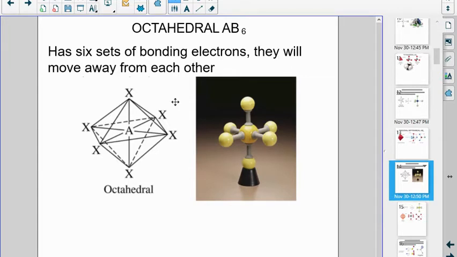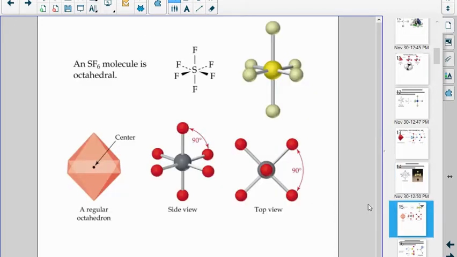Why do we call it octahedral? Because now it's shaped as a pyramid with a 4-sided base, so we would have 8 sides to this one. We have 6 atoms bonded to the central atom, something like SF6. We have our center one, and we have 90 degrees between all of them. The ones in the straight line, the axial ones, are still 180 degrees.